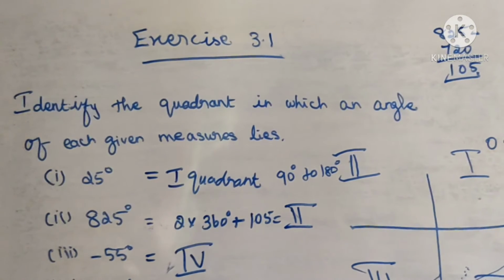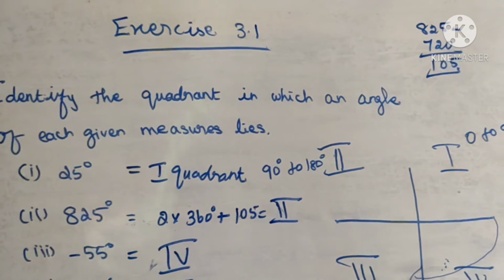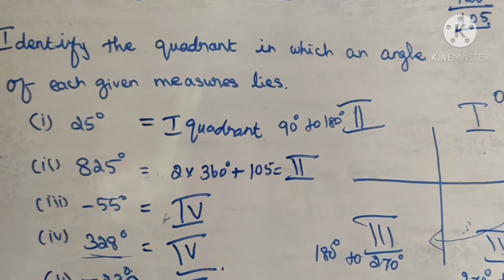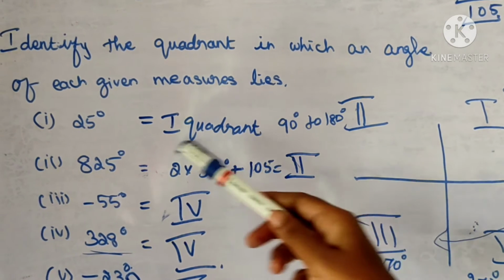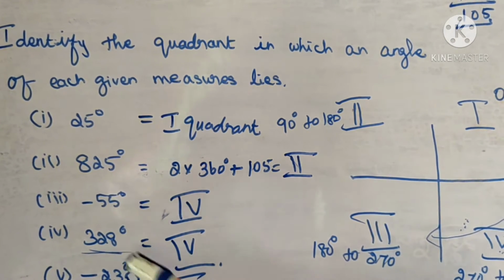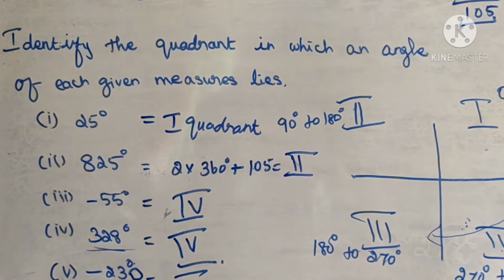Good morning students. In this class we are going to learn about exercise problems. Exercise 3.1, first question. Identify the quadrant in which an angle of each given measure lies. 25 degree, 825 degree, minus 55 degree, 328 degree and minus 230 degree.